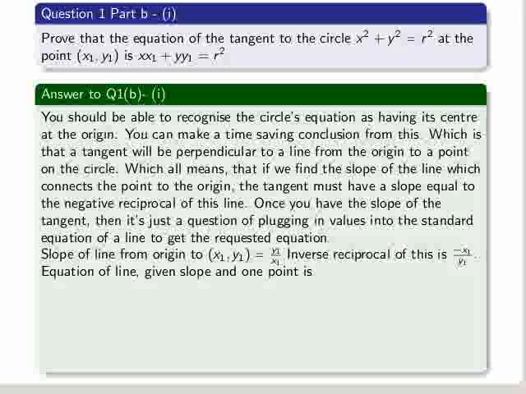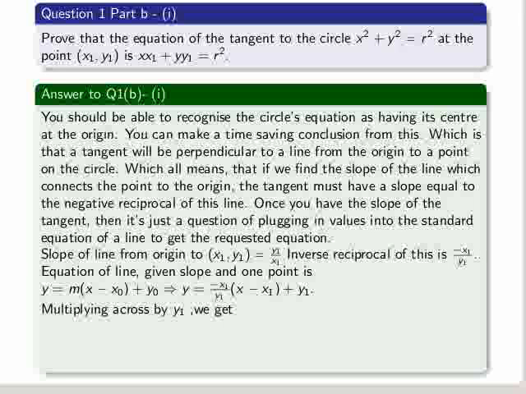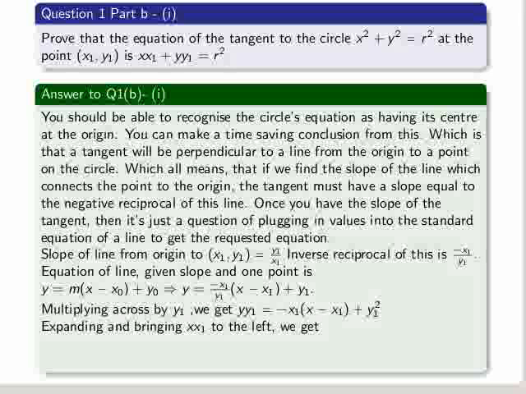So we use the equation of the line, which given a slope and a point is y equal to m, being the slope, times x minus x0 plus y0. So we take x1, y1 to be x0, y0. We plug in minus x1 over y1 to be the slope, and multiplying across by y1, we get y times y1 is equal to minus x1 times x minus x1 plus y1 squared.